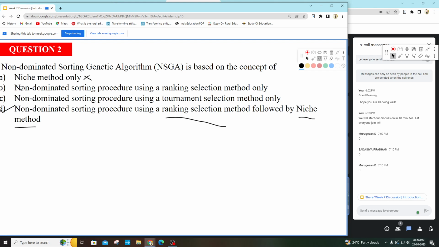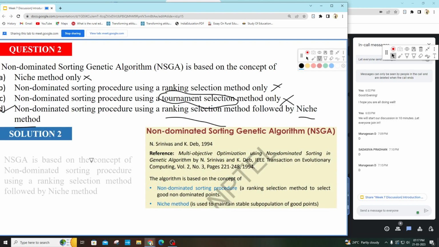What about the other options? Non-dominated sorting procedure using ranking selection only: here the niche method is not mentioned, so this is also wrong. Non-dominated sorting procedure using tournament selection only: I have told you we do this by ranking selection of the non-dominated front, so this is also not true. That is why option D is the correct answer. Okay, is this clear to all of you?